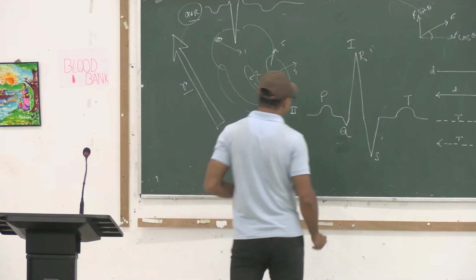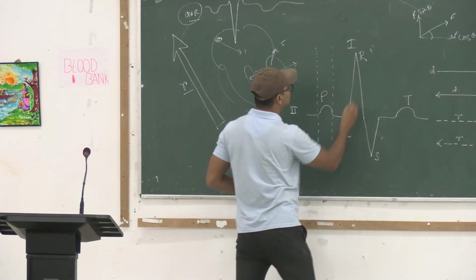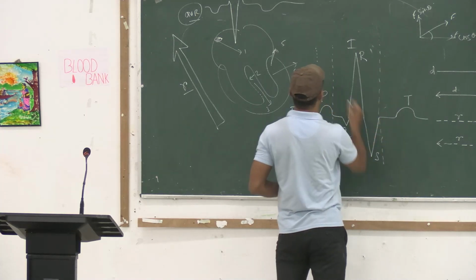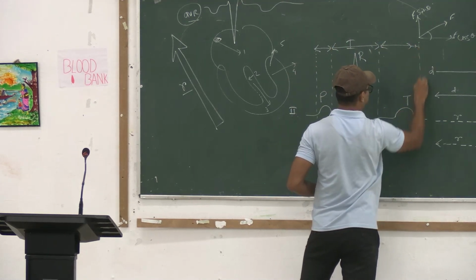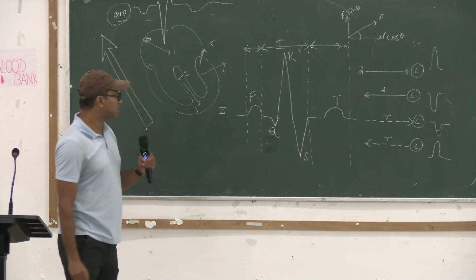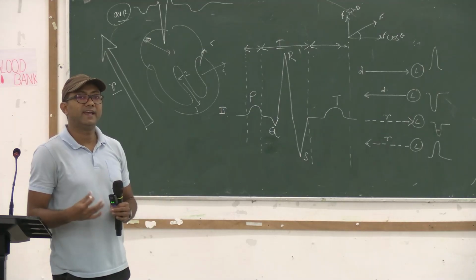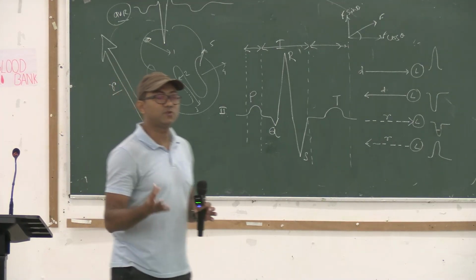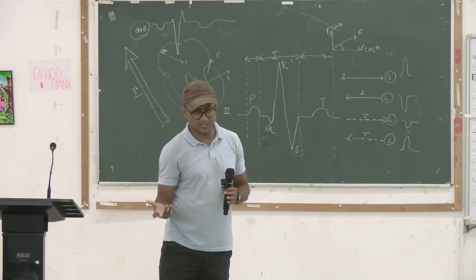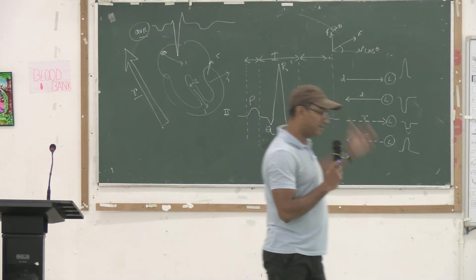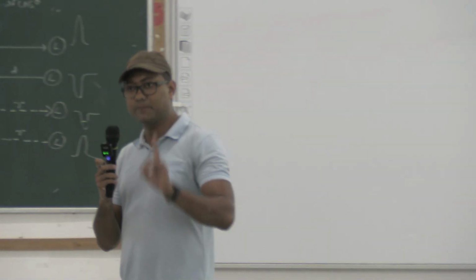Now divide your ECG into P wave, QRS complex and T wave. The P wave is due to atrial depolarization, the QRS complex is due to ventricular depolarization, and the T wave is due to ventricular repolarization. Never forget this.